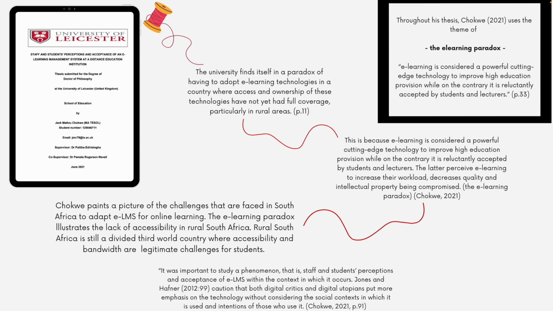His dissertation is about e-learning management systems being available to students in South Africa. And he reminds readers that rural South Africa is still a divided third world country where accessibility and bandwidths are legitimate challenges for students. So he really had many opportunities throughout his dissertation to discuss the e-learning paradox. And he took the opportunity to study this phenomenon where staff and students' perceptions and acceptance of e-learning management systems are different than the actual implementation of the system.